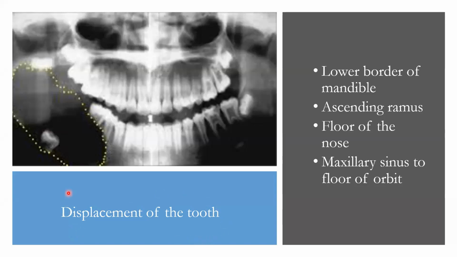Whenever there is a cyst, I told you it puts some amount of pressure on the adjacent teeth, and that could cause displacement of teeth into the lower border of the mandible and the ascending ramus, in the case of lower teeth. And when it is associated with the upper teeth, it could go to the floor of the nose, the maxillary sinus, and even up to the floor of the orbit. The pressure is basically pushing it.